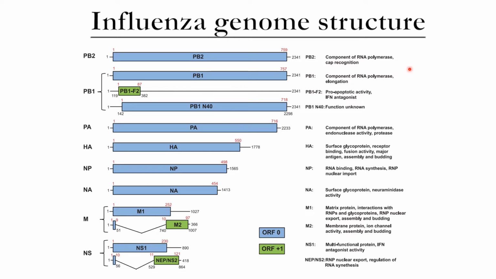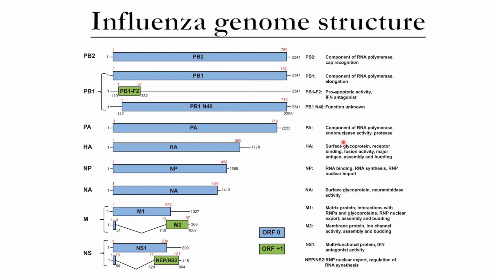So these are the different important components of the influenza genome. The PB2 is a component of RNA polymerase that is required for cap recognition. The PB1 is also a component of RNA polymerase, but it is required for elongation. The PB1-F2 component has a pro-apoptotic activity and it is an IFN antagonist. The function of PB1-N40 is unknown.